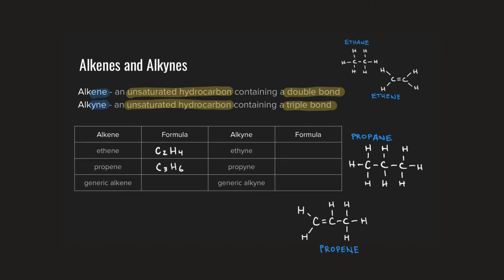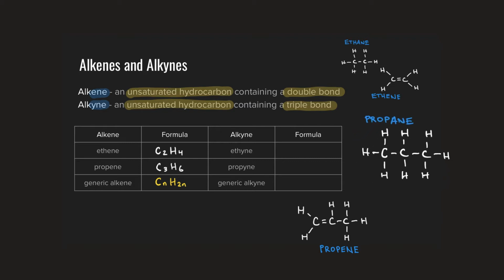So C3H6 is propene. Now you notice we got a pattern developing here. Ethene was C2H4, propene C3H6. That means that the generic formula for any alkene molecule that has just one double bond in it, we would give the formula CnH2n. That is, there's always twice as many hydrogens as there are carbons in an alkene molecule.